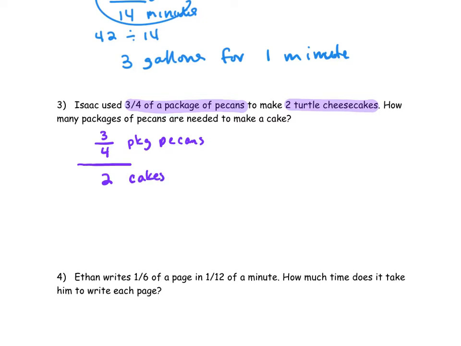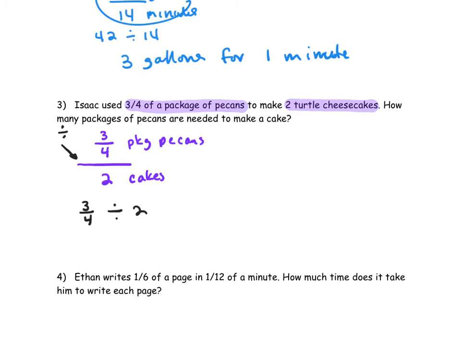So when we have a situation like this, it can be referred to as a complex fraction because it looks like a fraction within a fraction. But if you'll recall, in math, this fraction or ratio bar also means division. So we're going to set this up like this. We're going to take 3/4 divided by 2.